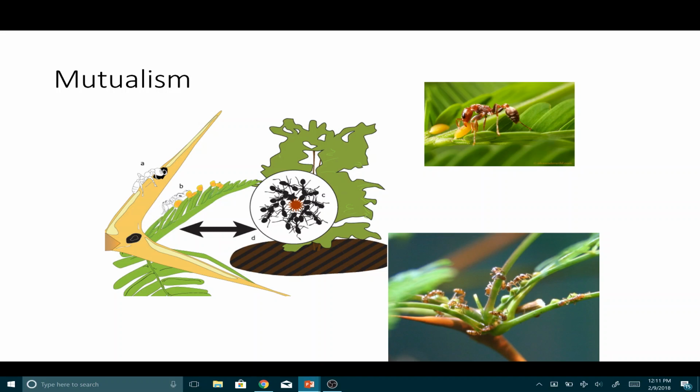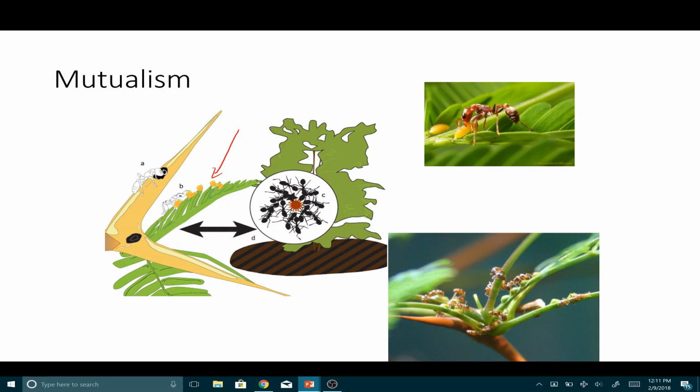Now, the acacia tree not only provides a home for the ants, but it also provides food. So if you look here, you can see these little balls of sugars that the plant will actually make and give to the ant for food. So the ant gets shelter and it gets food from the acacia tree.